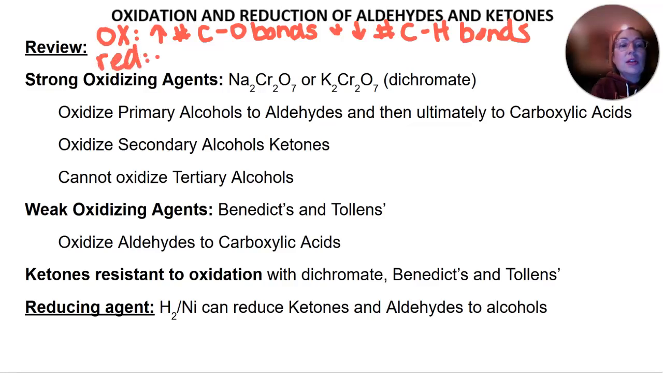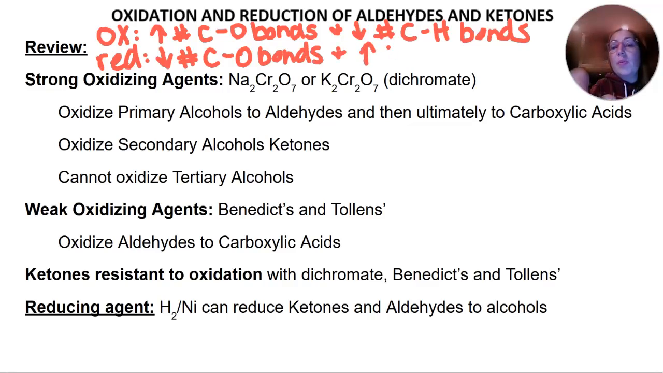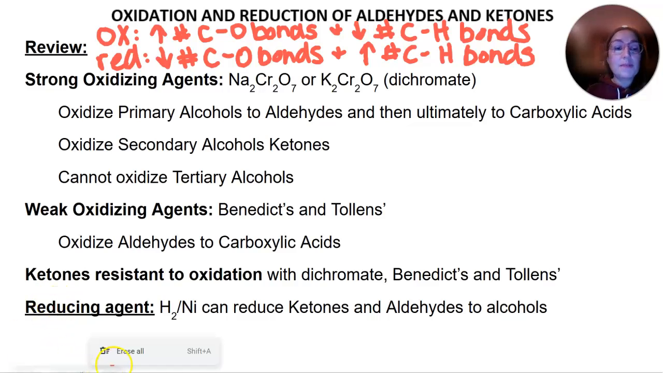Organic reduction reduces your number of carbon to oxygen bonds, while at the same time making more carbon to hydrogen bonds. So we don't focus so much on individual electrons and losing electrons and gaining electrons. We tend to focus on the number of carbon to oxygen bonds in particular for organic oxidation and organic redox.